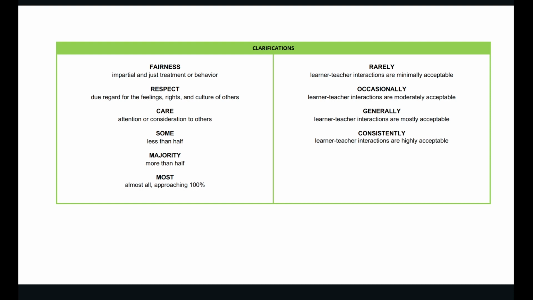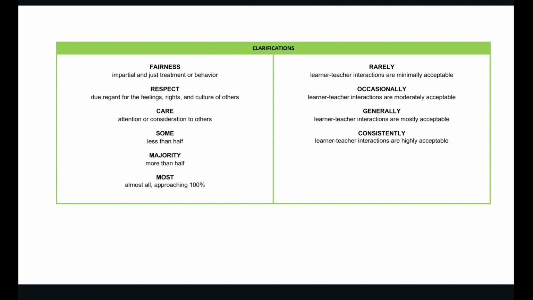What is some? Some is less than half. So if it's 45%, 49%, that is some. Majority is more than half, so majority of the learners means 50% up. And most is almost all, approaching 100%. Then rarely here means learner-teacher interactions are minimally acceptable. Occasionally means that the learner-teacher interactions are moderately acceptable. For generally, learner-teacher interactions are mostly acceptable. And consistently here means that the learner-teacher interactions are highly acceptable.